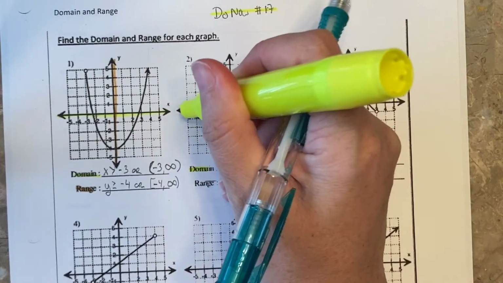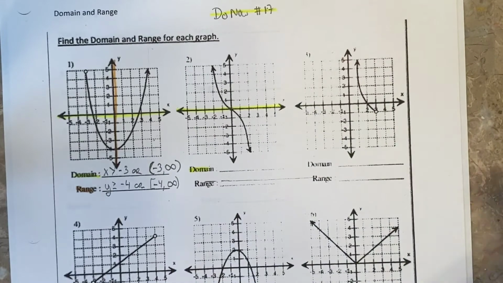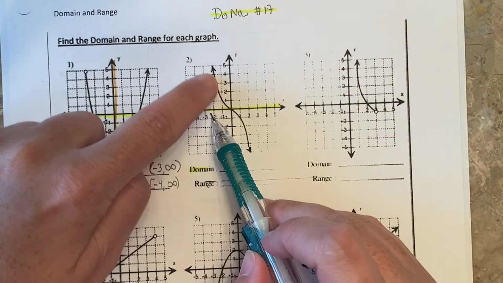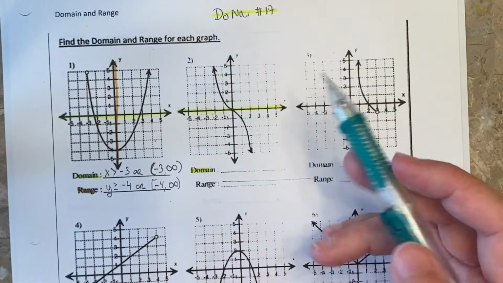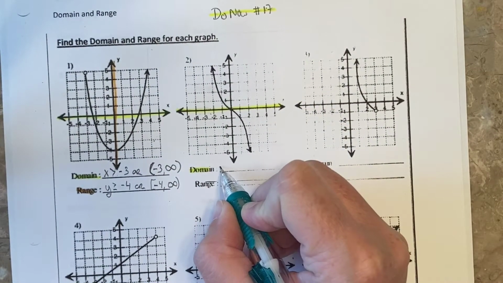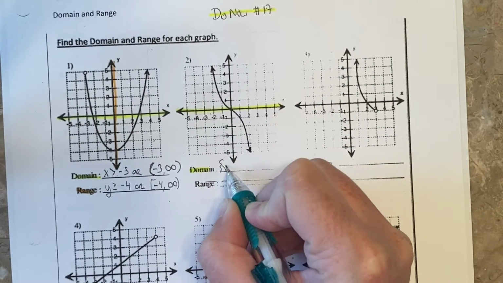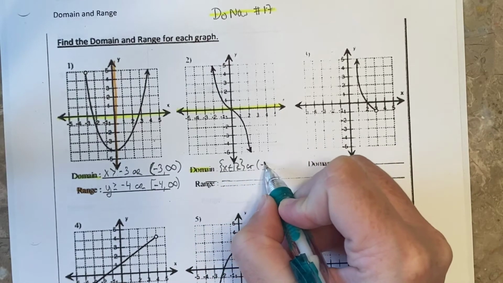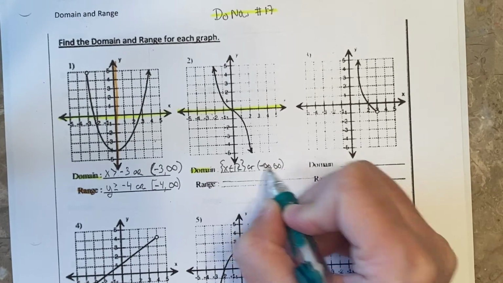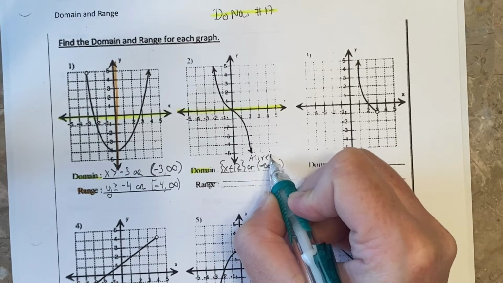Number 2, domain, left to right. So as you're going, this is continuing to go up this way. As I'm going this way, it is going down. So that's going to be all reals. So you can write that as x ∈ ℝ, or you can write it as -infinity to +infinity. And remember, this is all reals that we're doing.